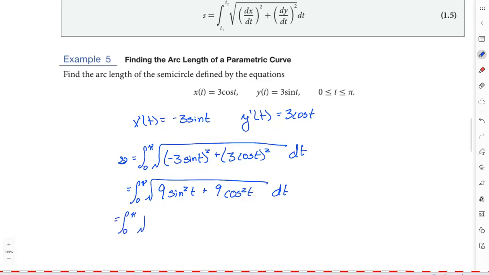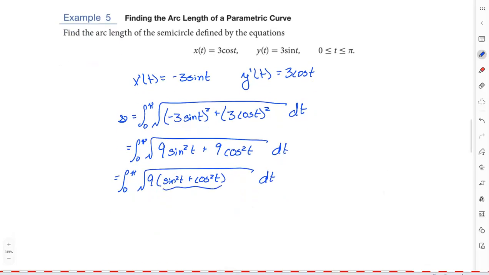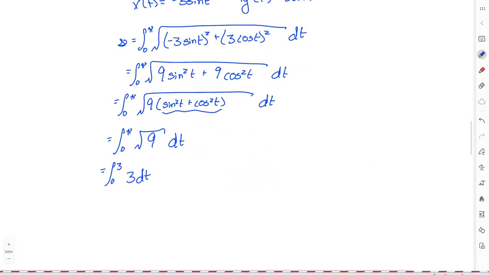And I'm going to factor out a 9, and that's going to leave me with sine squared plus cosine squared. And we know sine squared plus cosine squared is equal to 1. So this is really 9 times 1 under the radical, which is 9. So if I take the square root of 9, I'm going to get 3. And then now I'm in a place where I can integrate.